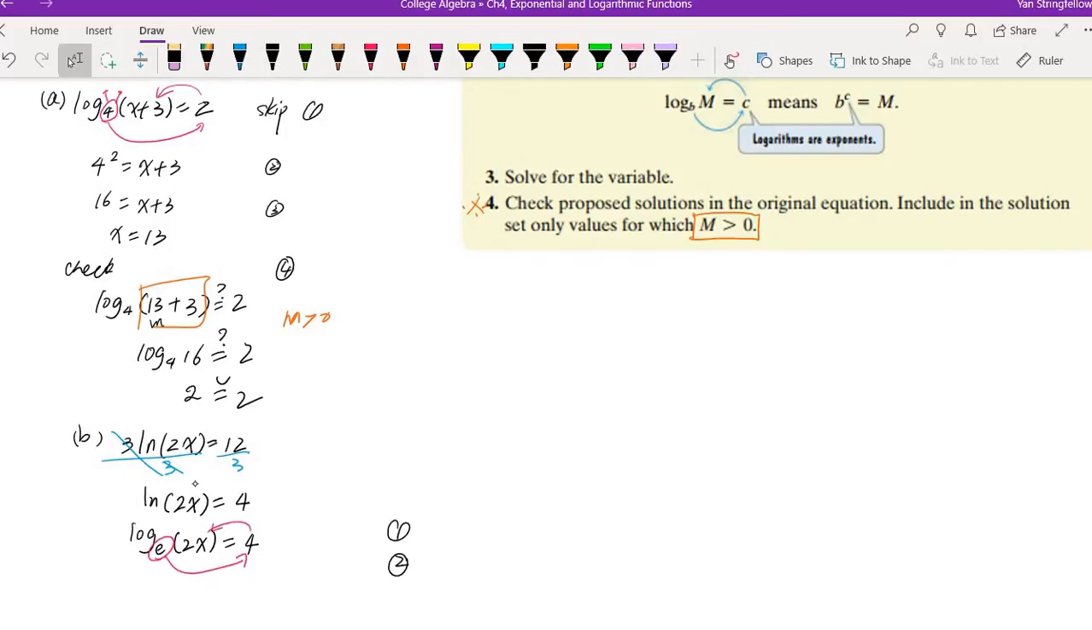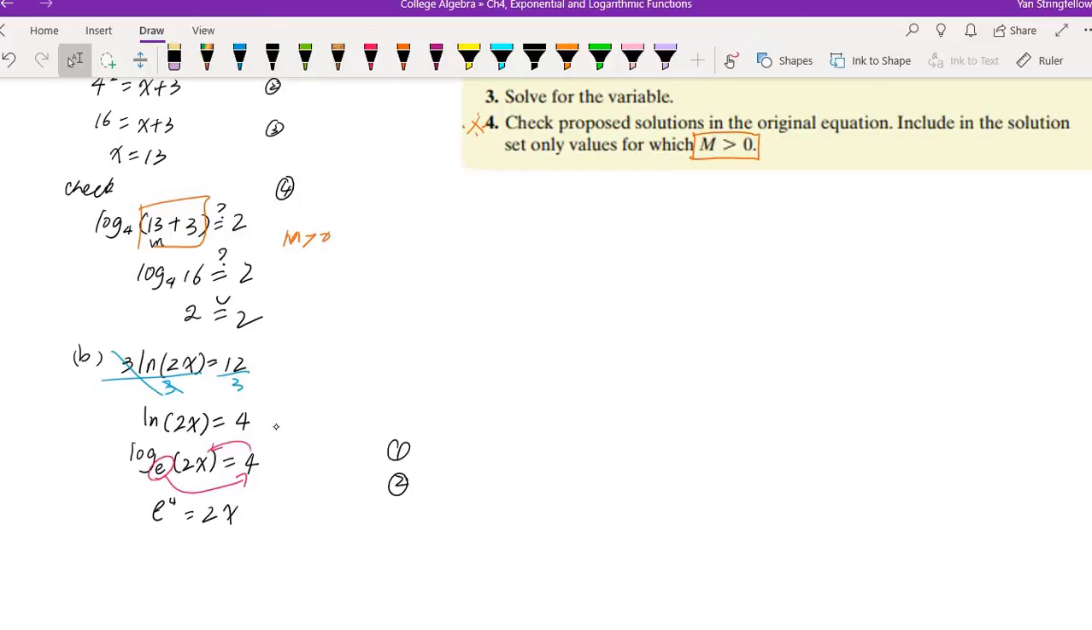Alright, remember the snail. We're going to have e to the 4th power equal to 2x. If I have 2x equals e to the 4th power, you just have to divide both sides by 2. So x is equal to e to the 4th power over 2. Again, if they want you to round it, you just plug this into your calculator and then round it. So that is our step 3.